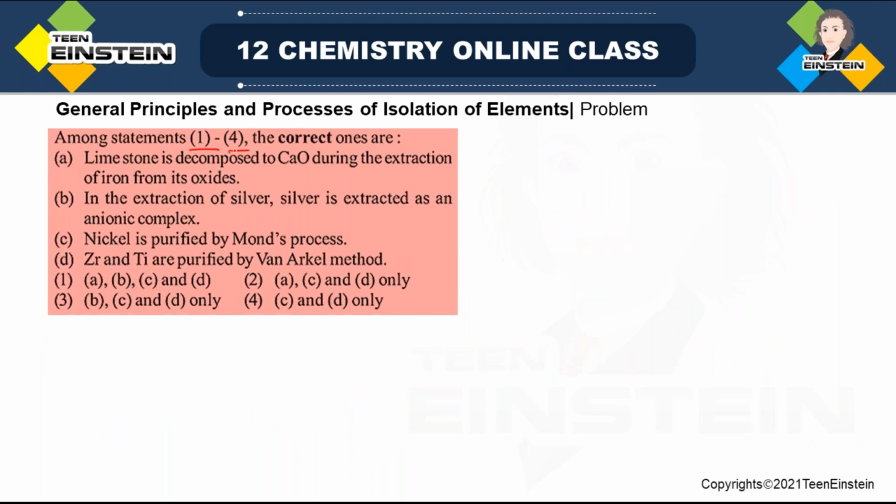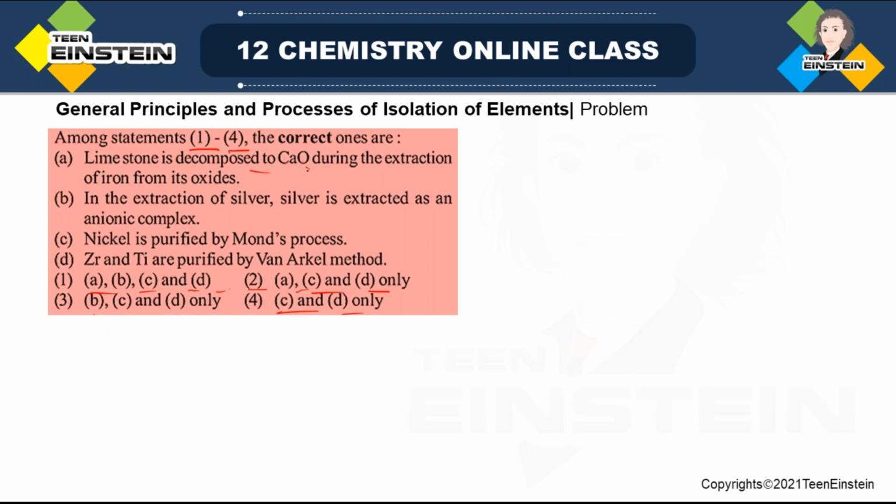Among statements 1 to 4, the correct ones are, that means more than one statement may be correct. Now if we look at the options, in the first option all the statements are correct, in the second option only 3 statements are correct, in the third option also only 3, but they are B, C, D, and in option 4 only C and D are correct.